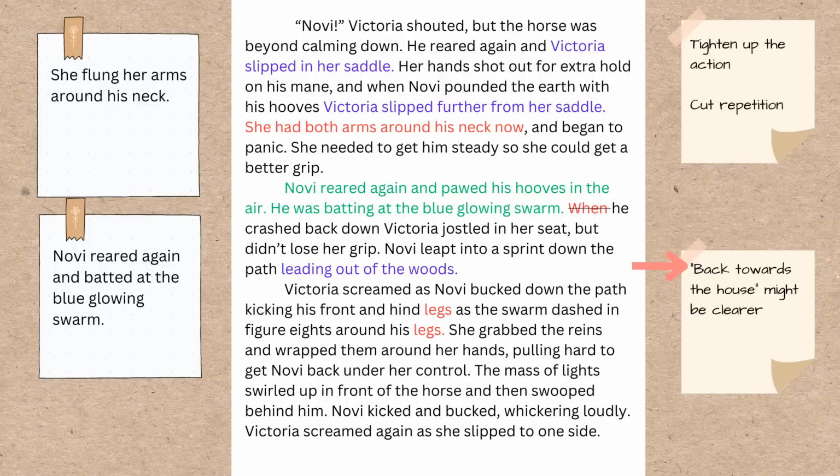The first half and second half of this paragraph are almost exactly the same. Novi bucks, the light swarms or swirls, and Victoria screams. Like with previous paragraphs that had a similar problem, I would just try to make a clearer distinction between what's happening in the first and second half by trying to increase intensity. You might also consider just cutting out some of the action to avoid so much repetition.